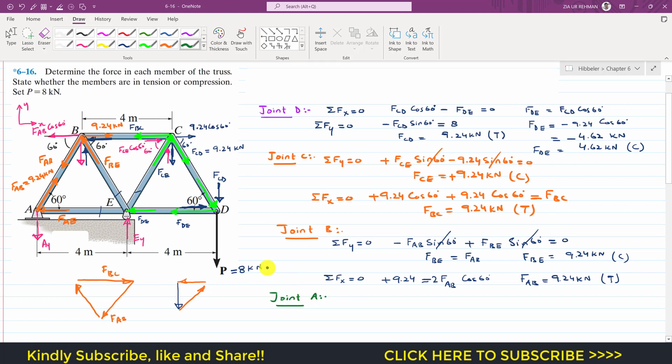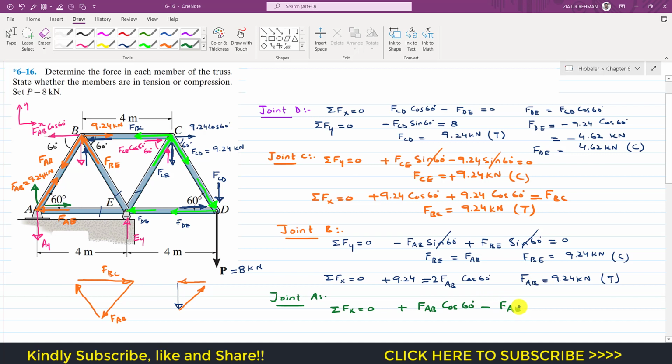So now if we consider joint A, we have to resolve this FAB into its components. So this FAB will have two components. It will have one component in this direction. This one will be the cos component, and this one will be the sine component. So now if we apply the summation of forces along x equals 0, we can see that the cos component of FAB is acting in the positive x, so I will write plus FAB cos of 60 degrees minus this FAE.